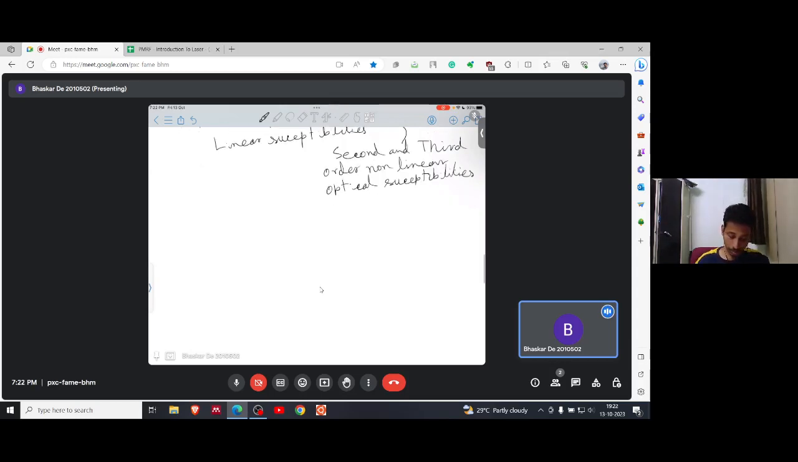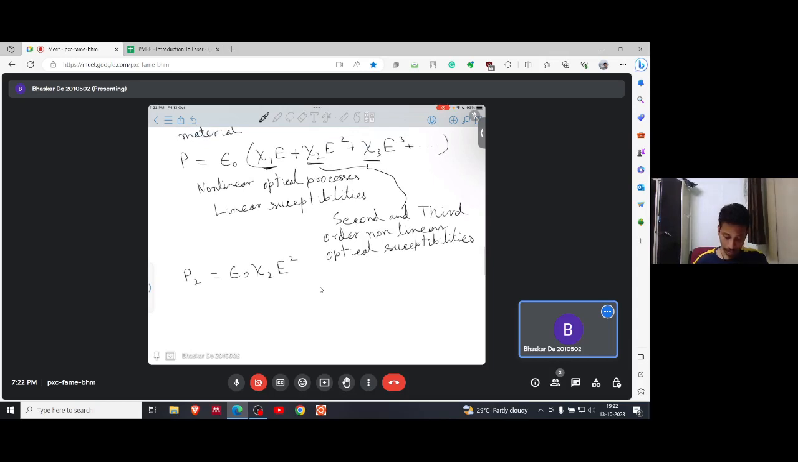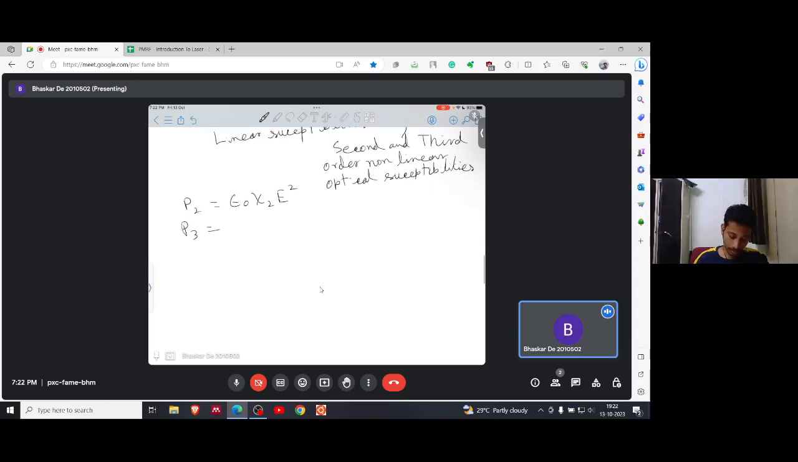So the second order polarization can be defined like this, and the third order can be defined like this. So now these two processes are different from each other.